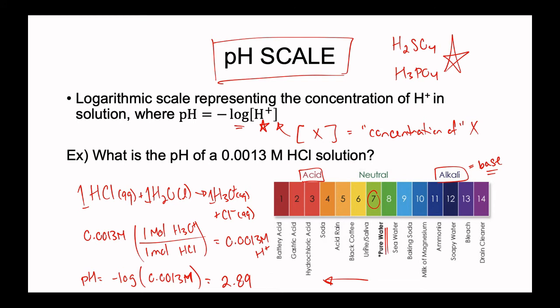Now remember that this is a logarithmic scale, meaning that each jump on the scale represents a change in magnitude by a factor of 10. So in other words, going from a pH of 6 to 5 means that you're looking at something that has 10 times the acidity.